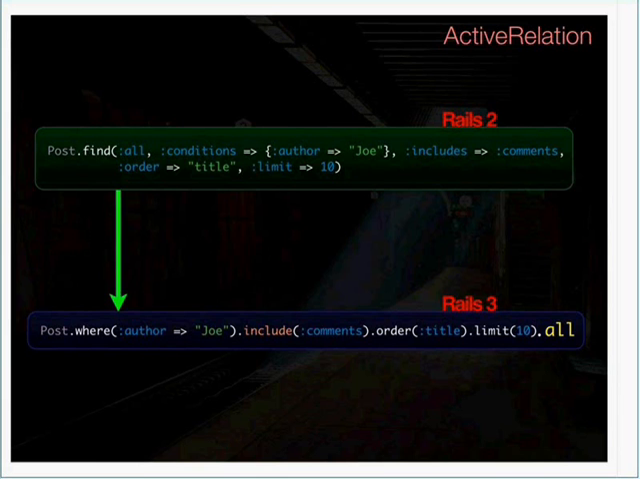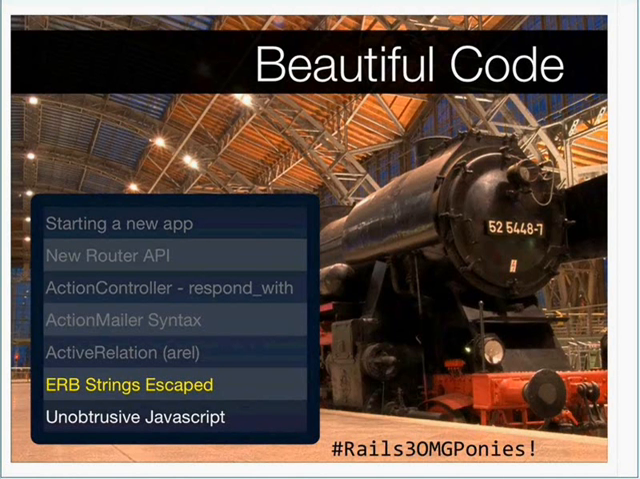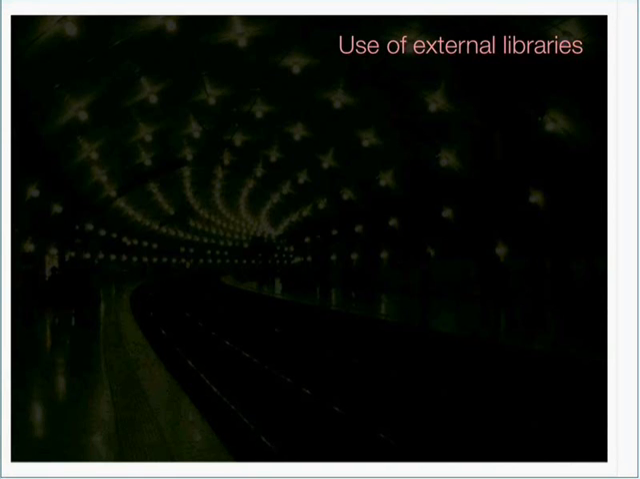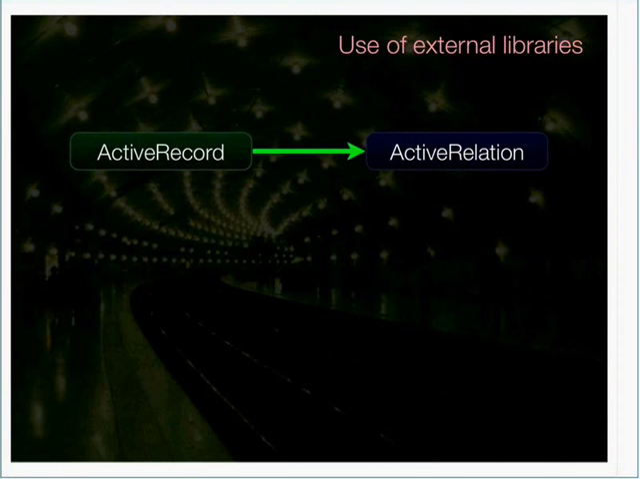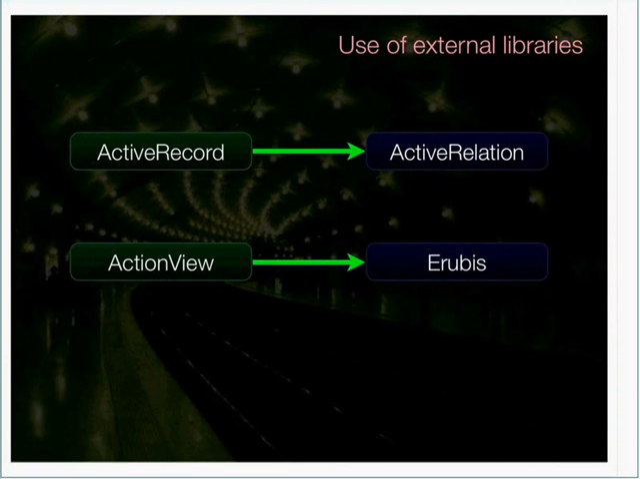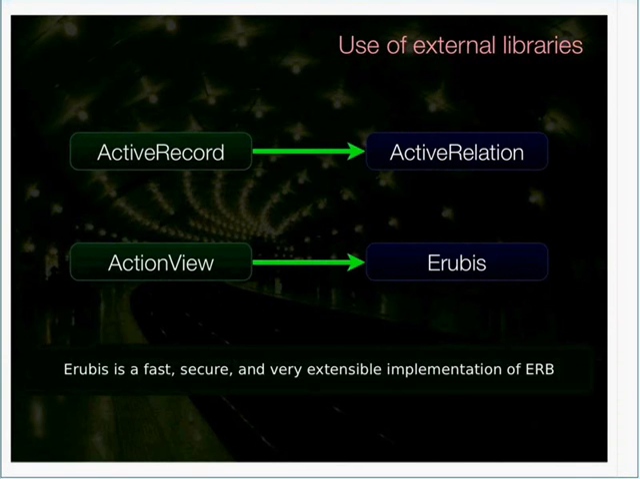Cool. So we've gotten about 2/3 through this presentation, and next up we're going to be talking about ERB strings. For the previous section, we talked about how now ActiveRecord is using the ActiveRelation library. Now ActionView is also using an external library, the Erubis library, which is a fast, secure, and very extensible implementation of ERB. It's very flexible, very easy to extend.